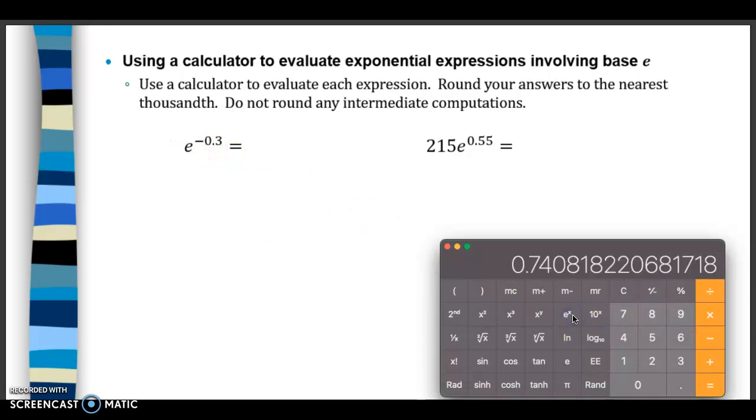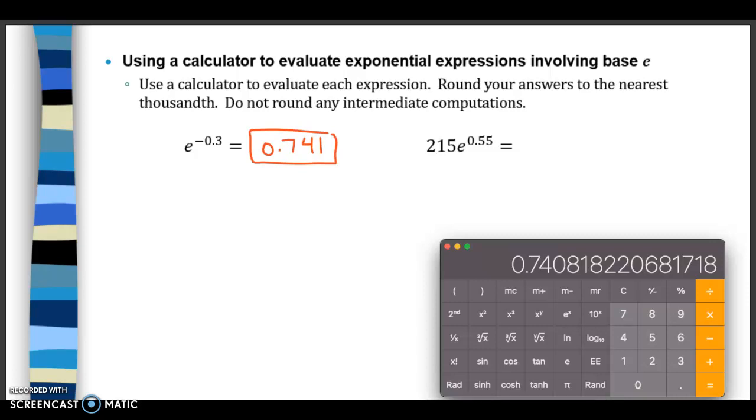Go ahead and click that button and we get 0.741 if we're talking about to the nearest thousandth. So this one would be 0.741. Now the 0 here is in the thousandths place, and then I look to the 8 and that's 5 or more, so it changes to a 1.